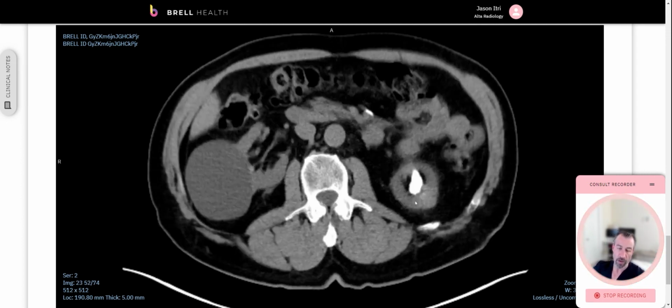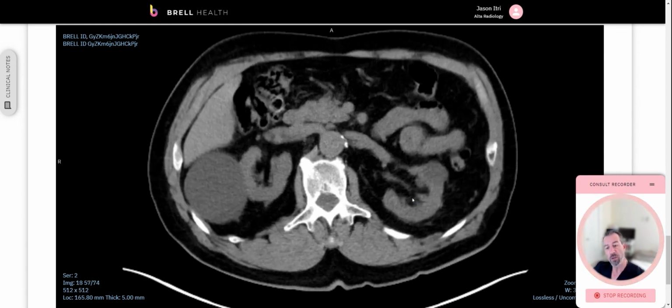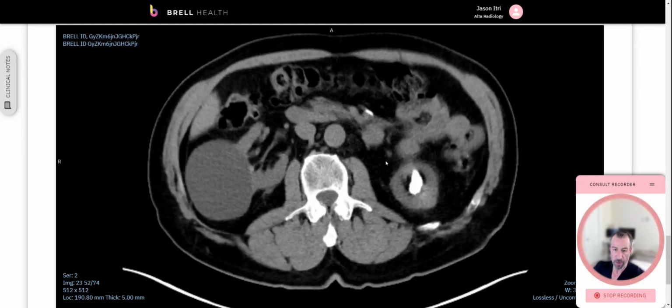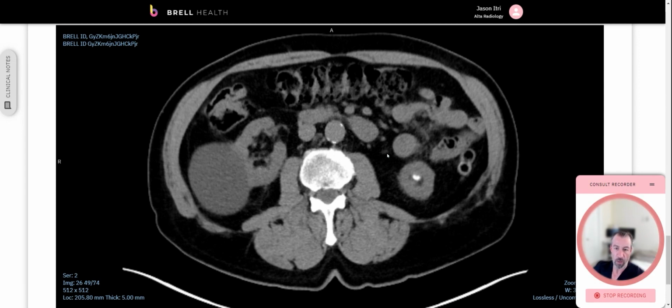He has a large one in the left lower pole kidney, but those don't usually cause symptoms. Usually you have to have a stone in the ureter to cause symptoms. So we're going to follow the ureter, which is how urine goes from the kidney into the bladder. We're going to follow this ureter right here. It's this little gray circle, and you've got fat surrounding it. So we're going to follow it all the way down.